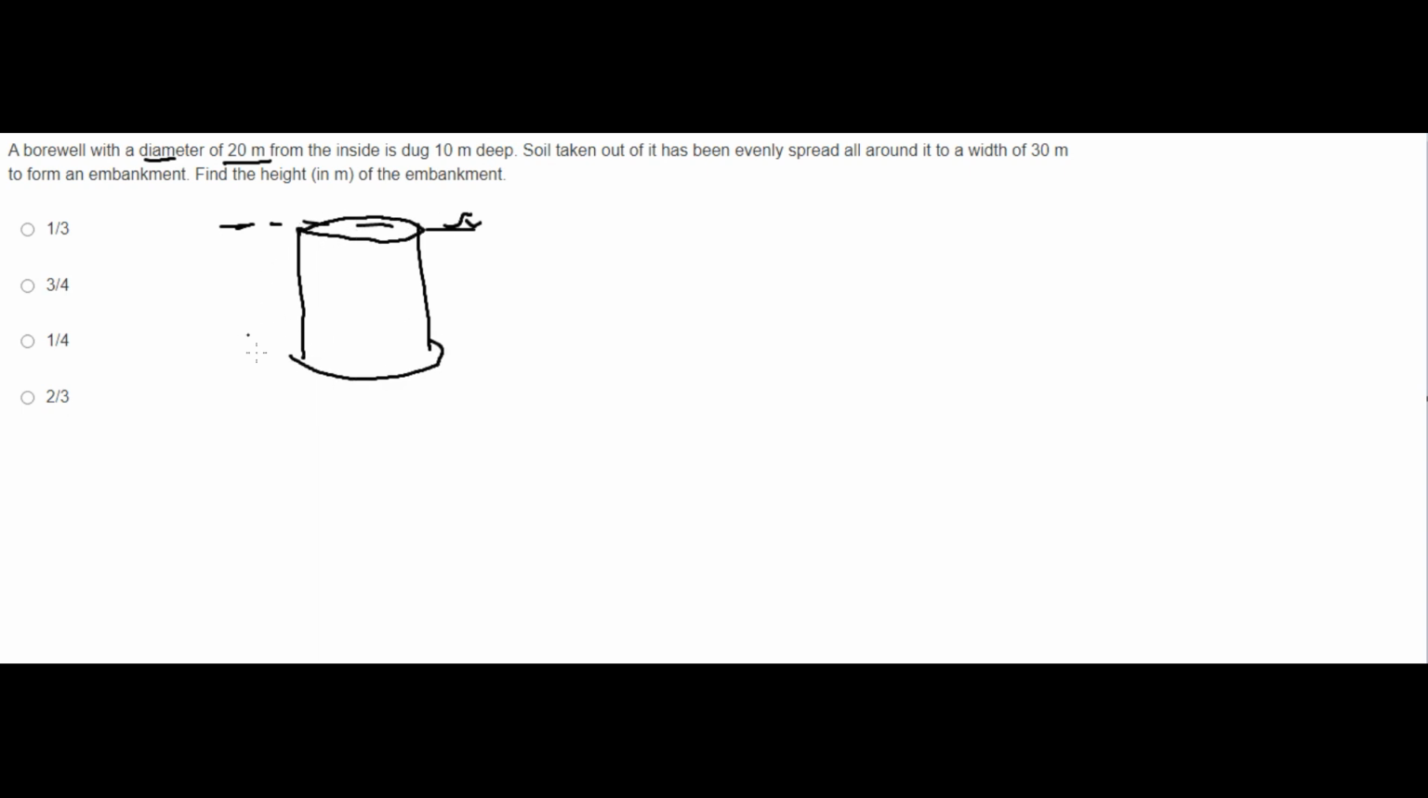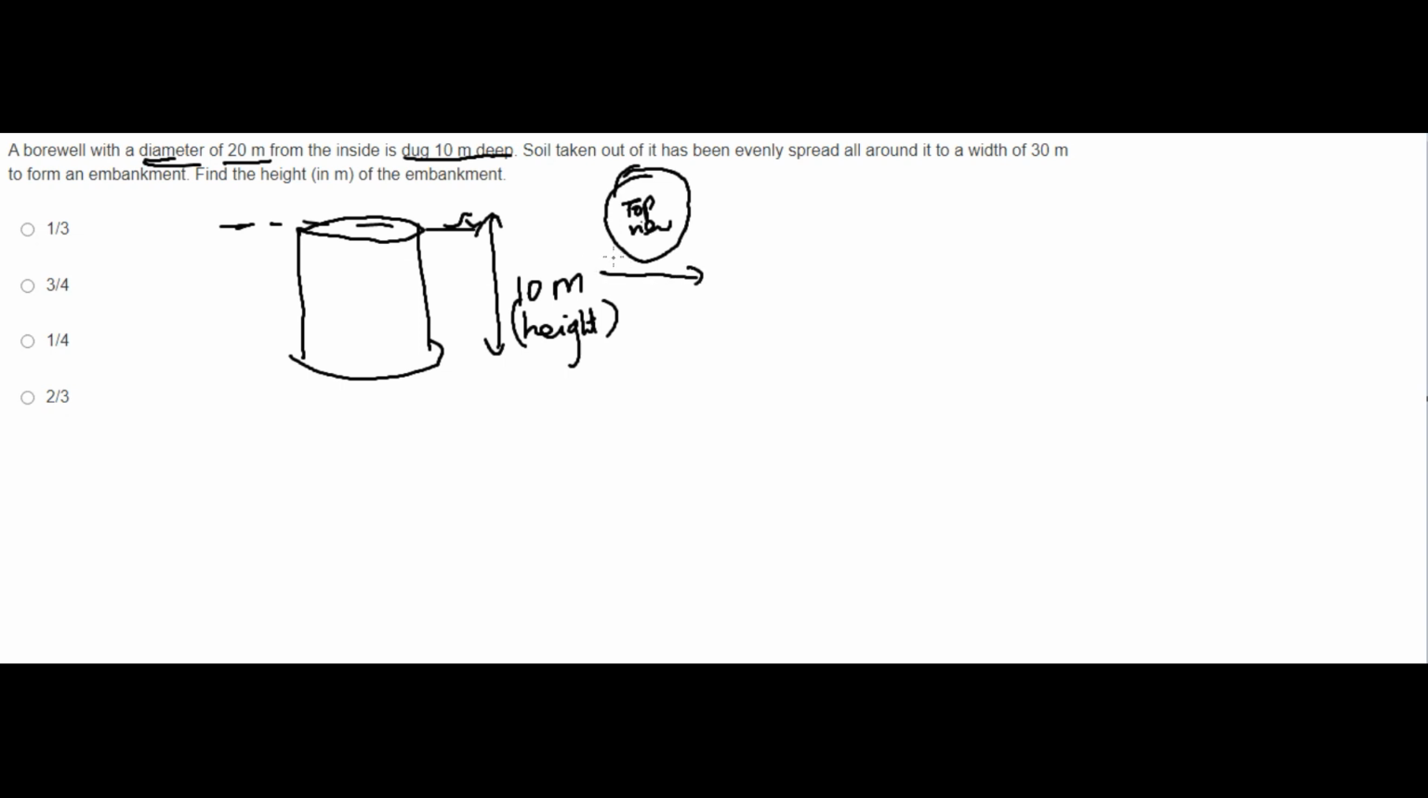So the well will be a circular shape, is it right? If you take the top view, there will be a circular shape. I will write in the form of a top view. And they are digging 10 meters deep, so that is given as 10 meters, and you can take it as the height of the total well. From the top view, they told the diameter as 20 meters, is it right?